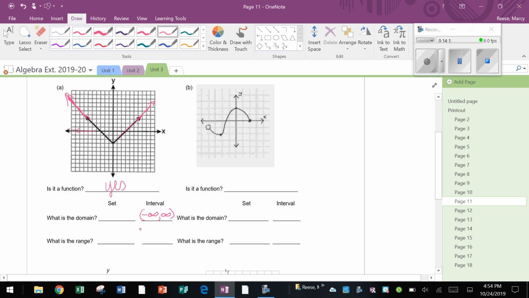Now, when you write that as a set, we're going to just say this is all reals. That's your set notation, okay? That's your set.